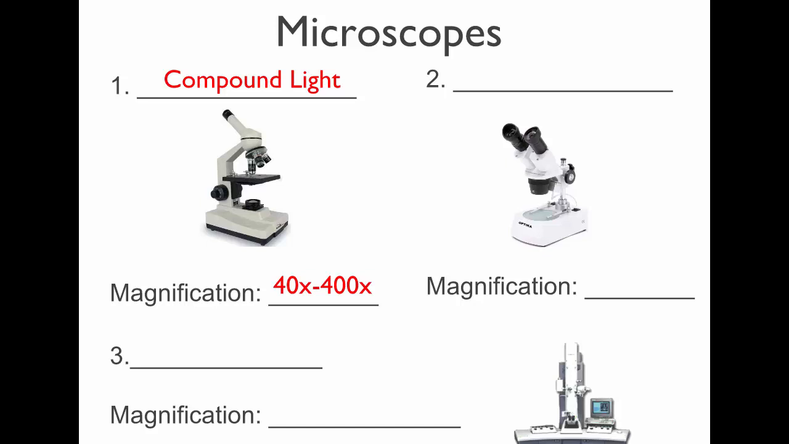That means when we're using low power, what we see in here is going to be 40 times larger than the actual object. Or if we go to high power, it can be 400 times larger. So these numbers, the magnification, tell us how much the microscope is enlarging what we're seeing. There are some other compound microscopes that can go up to 1,000 or so. They need special lenses and oil, but that's about the limit for a compound microscope, 1,000 times.